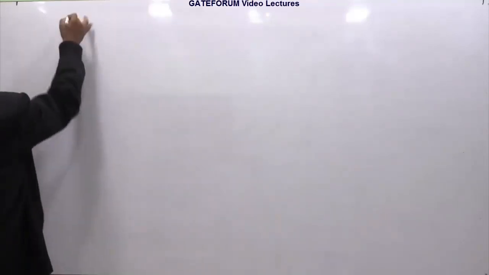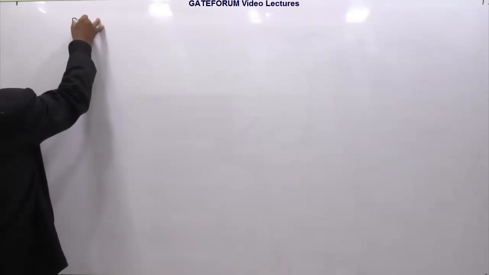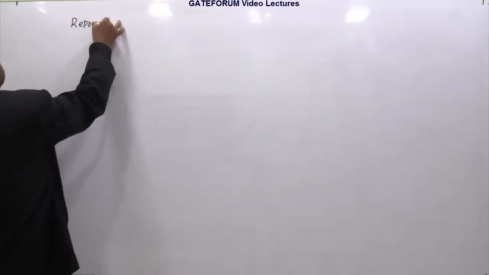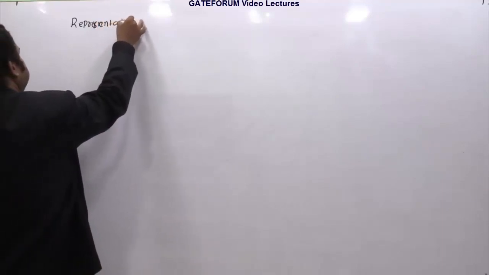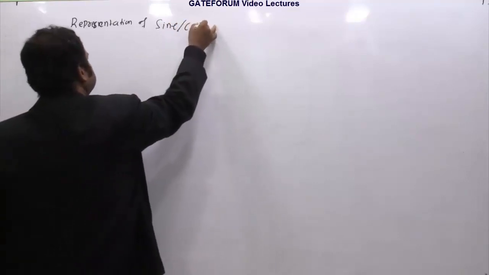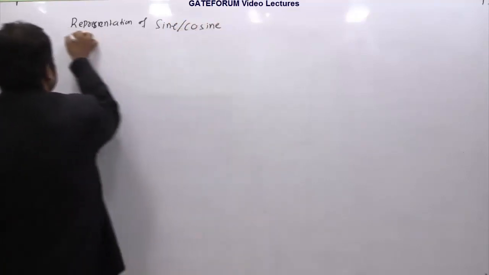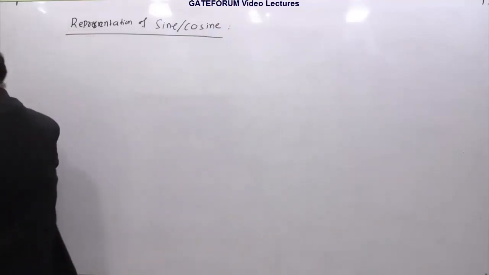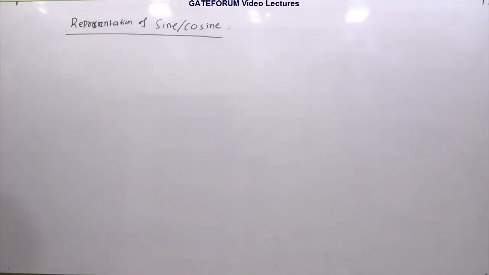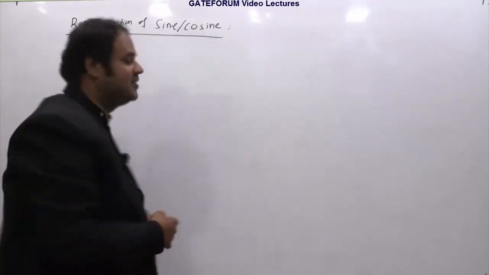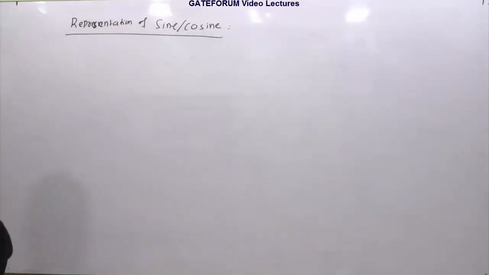So you can write, the topic is representation of sine and cosine. This concept I cannot say falls under any particular topic. This can be used in any subject and in any topic, so let's be generic about it.